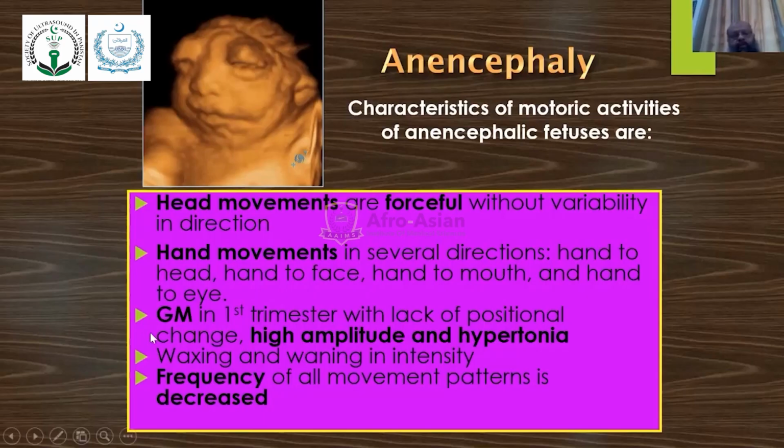There will be general movement in the first trimester with lack of positional changes, high amplitude and hypertonia, waxing and waning in intensity. Frequency of all movement patterns is decreased. All movement patterns are not there. Specific patterns which are forceful are seen.